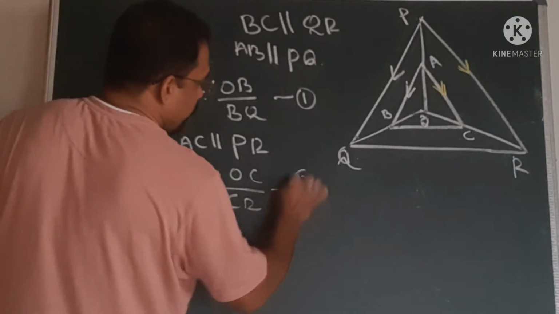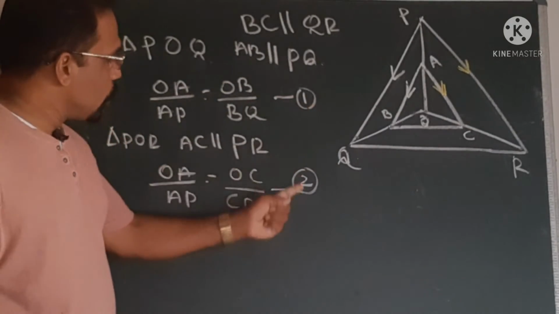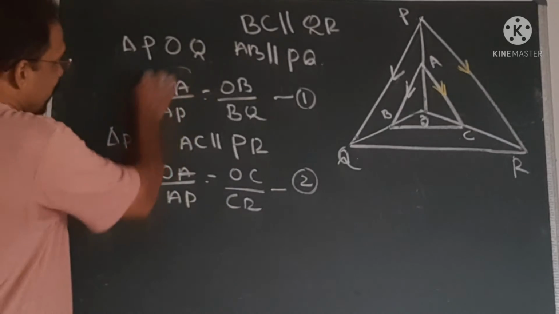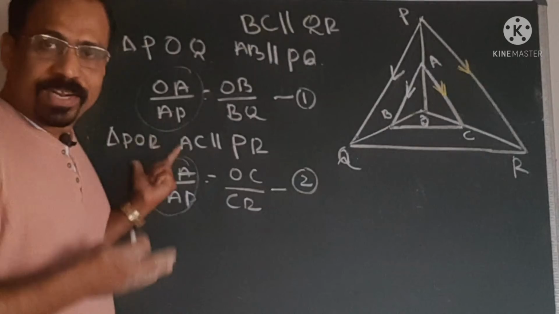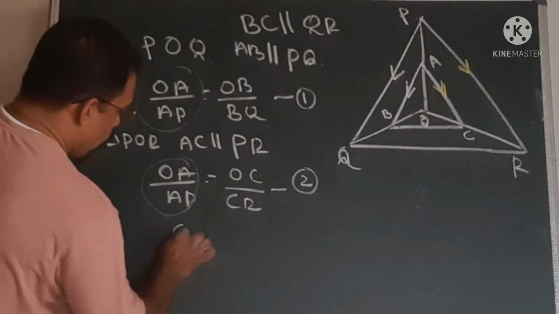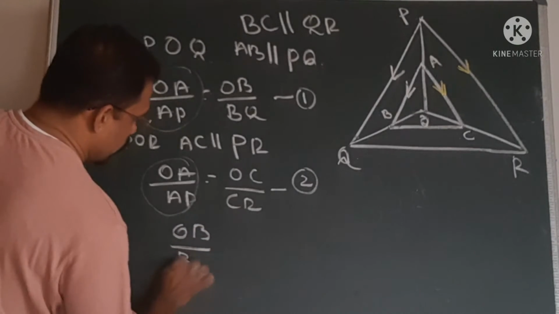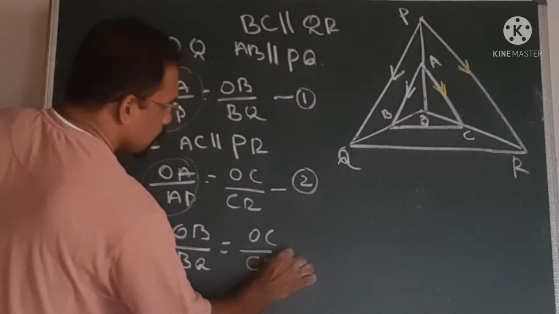Now let it be equation number 2. Now look at equation number 1 and equation number 2. This is OA by AP on the left hand side. That means the right hand side will also be equal. So OB by BQ is equal to OC by CR.